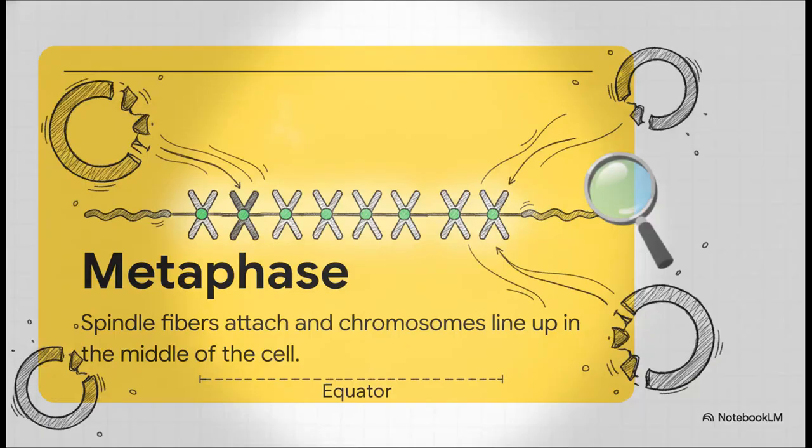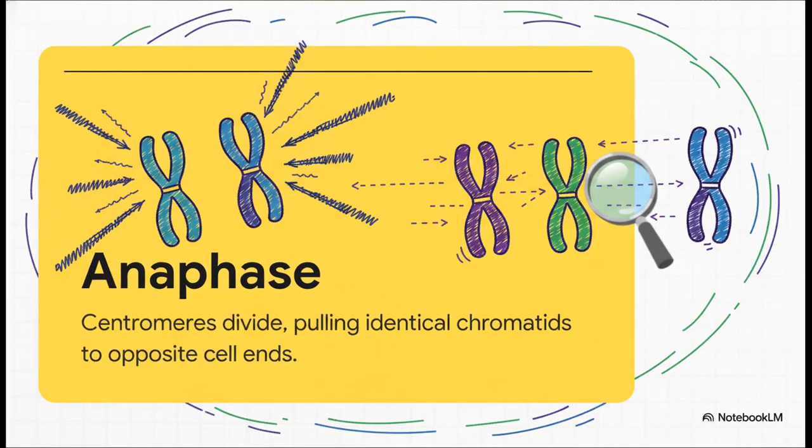Next up is metaphase, and the M here easily stands for middle. The nuclear membrane has completely broken apart now. And look at this. Those glowing spindle fibers reach out and physically attach themselves right to the centromeres. They gently pull and push the chromosomes until they line up perfectly, straight down the middle of the cell along the equator.